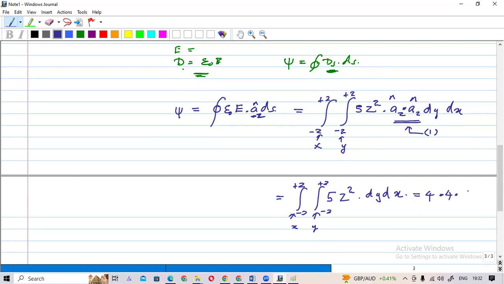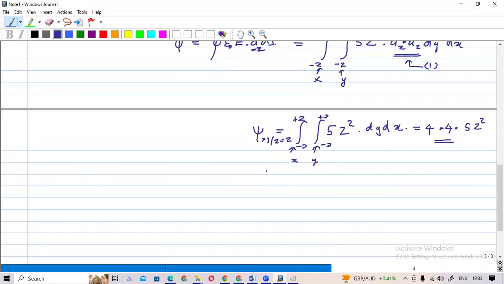So 4 into 4, 5 z square. This is the electric flux in the xy plane at z is equal to 2. Okay, z is equal to 2.